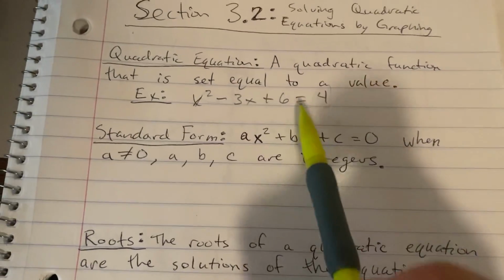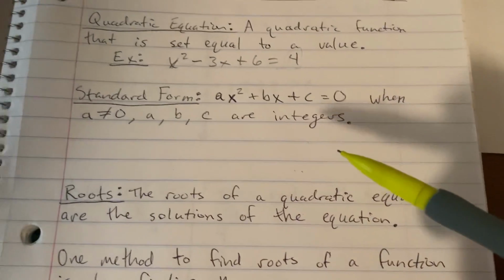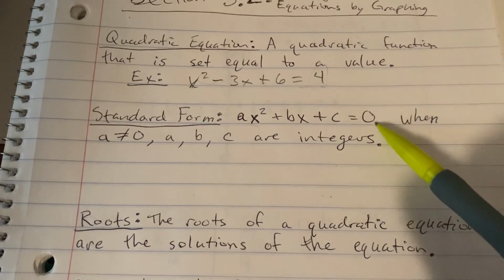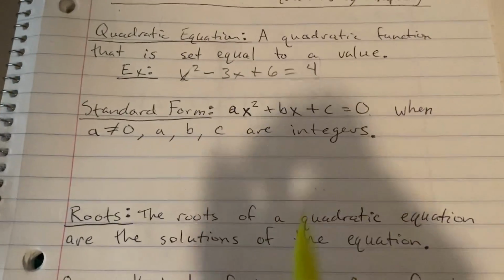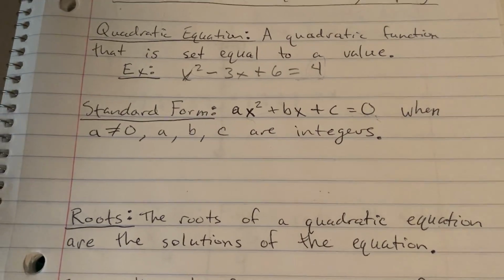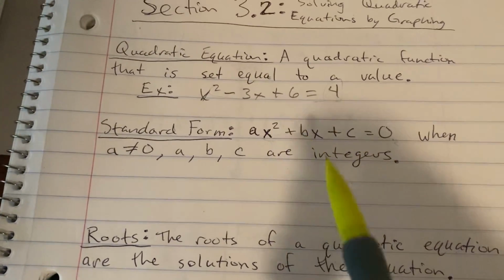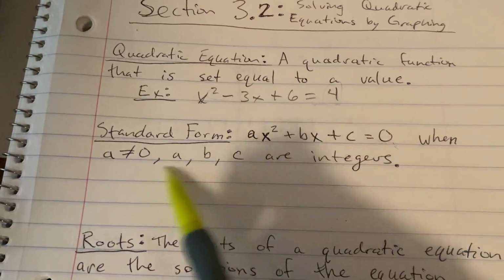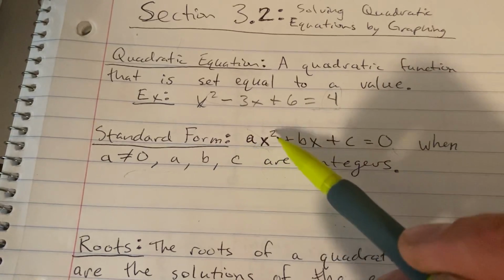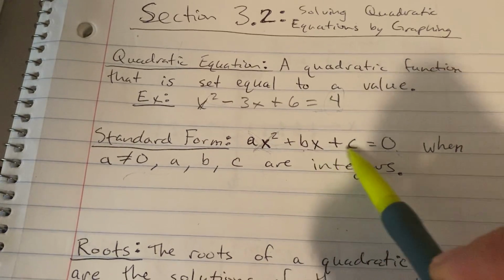Now, in order to really manipulate this and work with it easier, we want to set it in standard form. Standard form is ax squared plus bx plus c equals 0. So we want to get everything over to this side so that it's equal to 0. We also want to make sure that a does not equal 0, because if a is equal to 0, then it would cancel out the first term, the quadratic term, and all that would be left is a linear term.